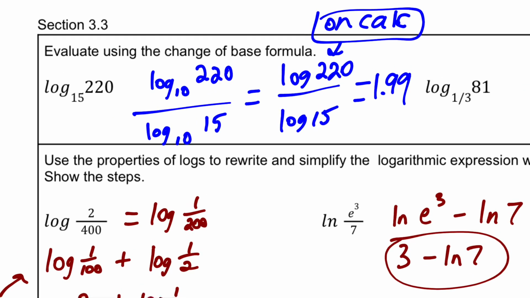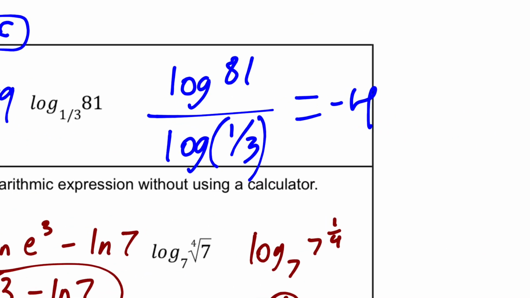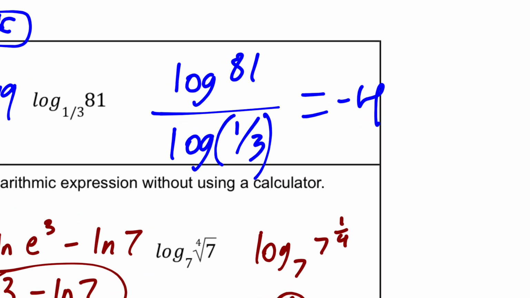To use the change of base formula here in 3.3, we can think about log base 10 of 220 divided by log base 10 of 15. Or if we're actually just pressing buttons on the calculator, that's log 220 divided by log 15, and the answer is 1.99. We do the same thing for this one, log 81 over log of 1/3, the answer is -4.